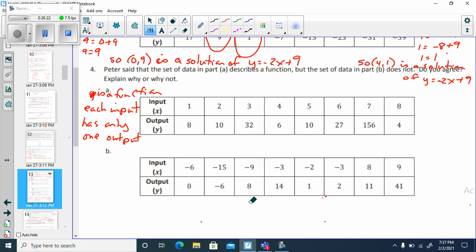How about the B here? Is this a function? Well, let's see. Do I have any... oh, look right there on my x's. I have a repetition there, right? So this is not a function. Why? Input negative 3 has 2 outputs. What are they, guys? 14 and 2. Okay.